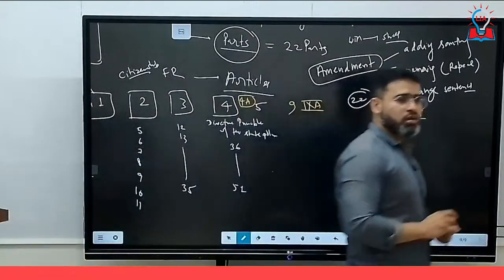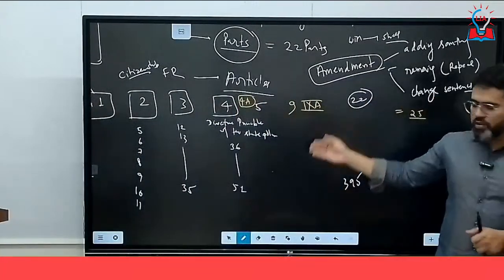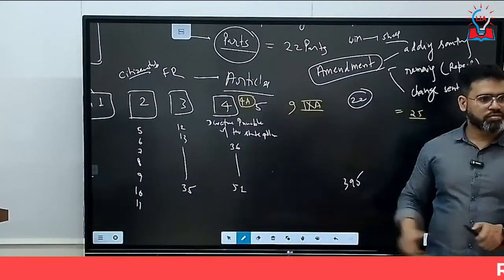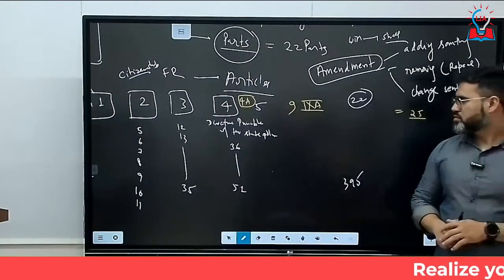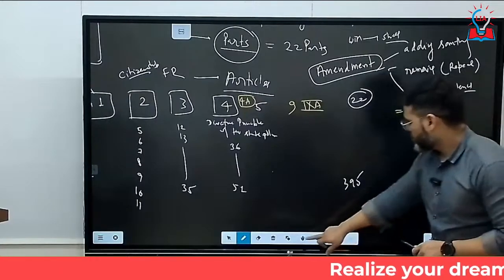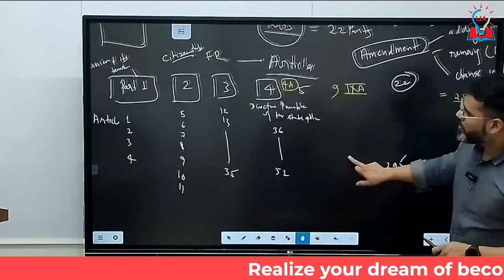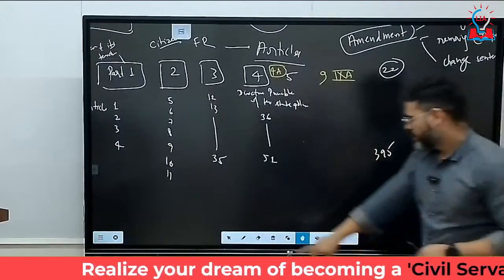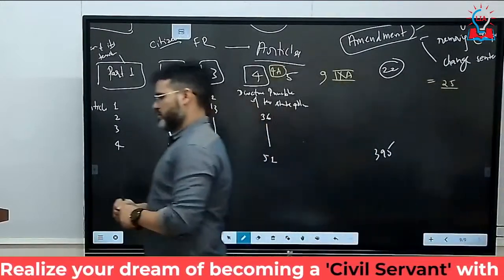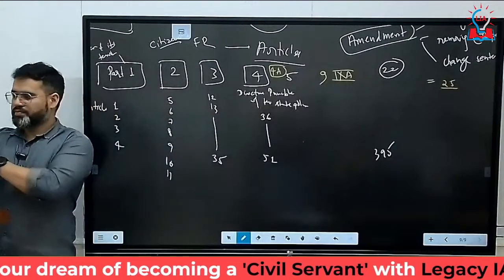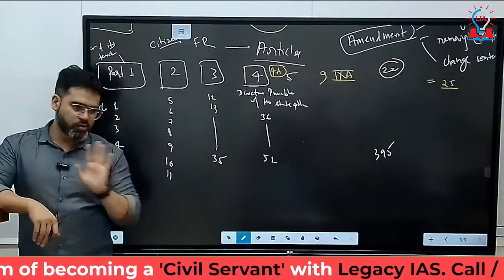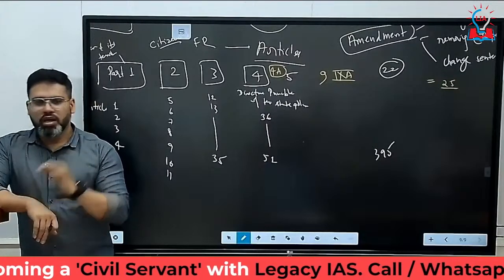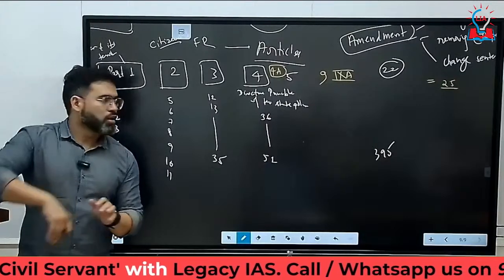In between, articles also I am going to add now. Is that clear? So total parts are 25 right now. Now we have to add article numbers also.